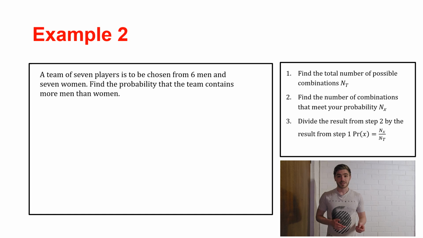A team of 7 players is to be chosen from a group of 6 men and 7 women. Find the probability that the team contains more men than women.